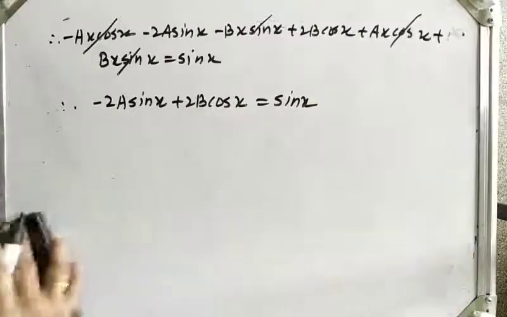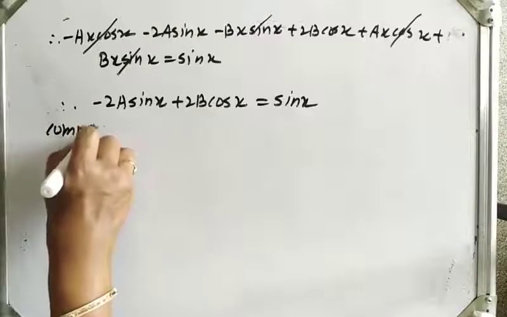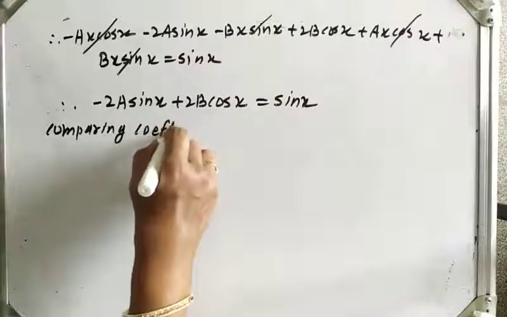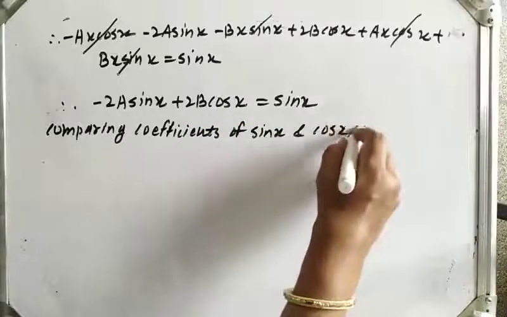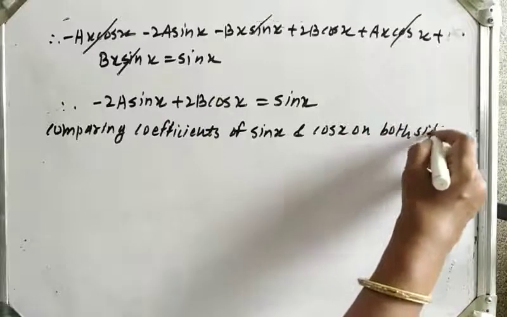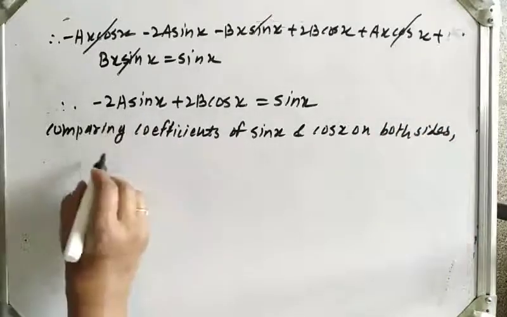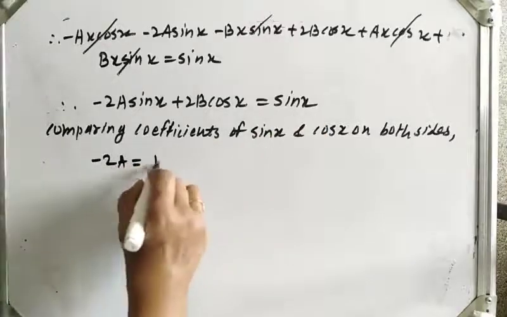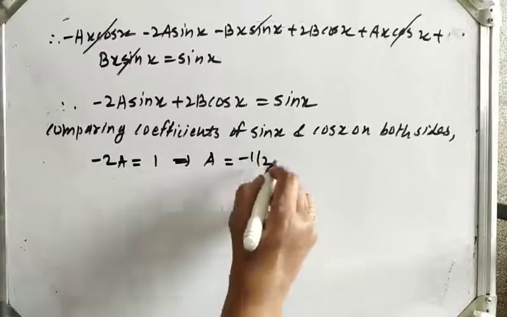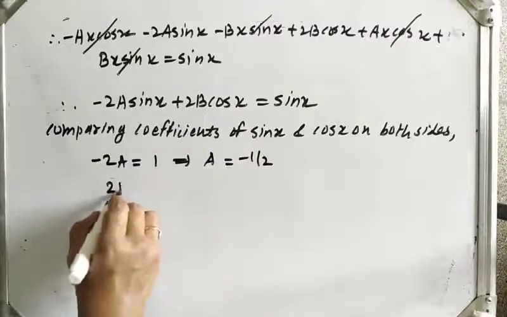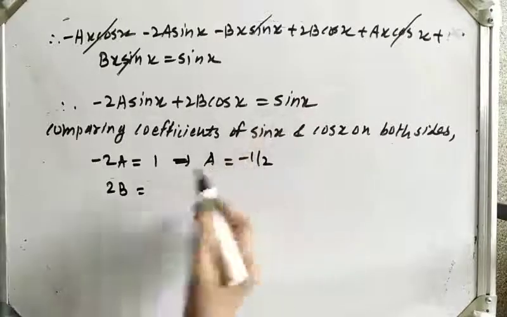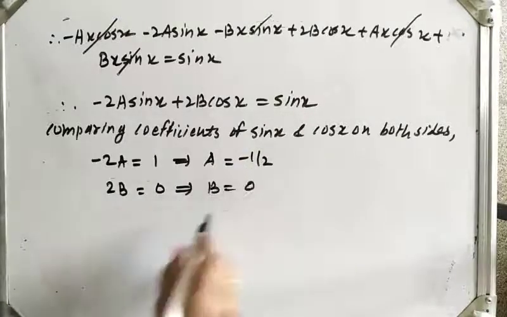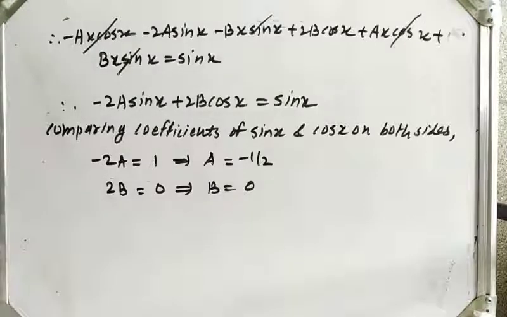What is our next step? Comparing coefficients of sin x and cos x on both sides. What do we get? The coefficient of sin x is minus 2a here, and here it is 1. So this implies a is equal to minus half, and here the coefficient of cos x is b, and here there is no term of cos x, so it is 0. This implies b is equal to 0. So what we get is a is minus half and b is equal to 0.